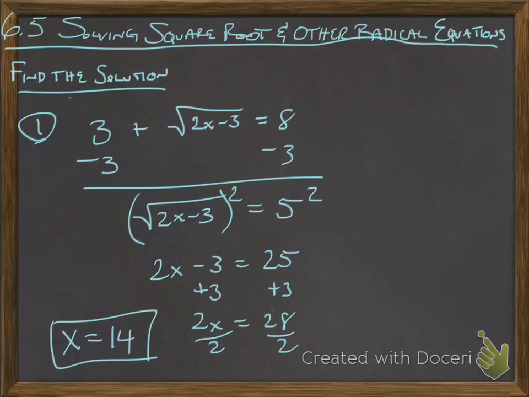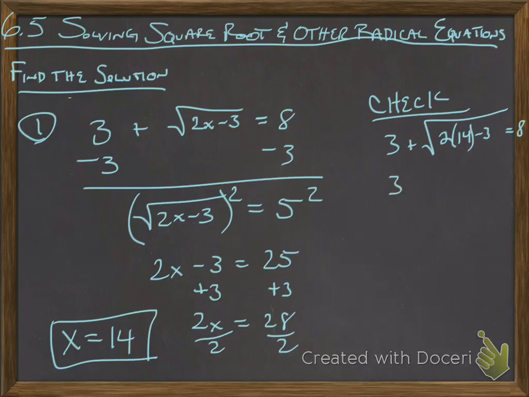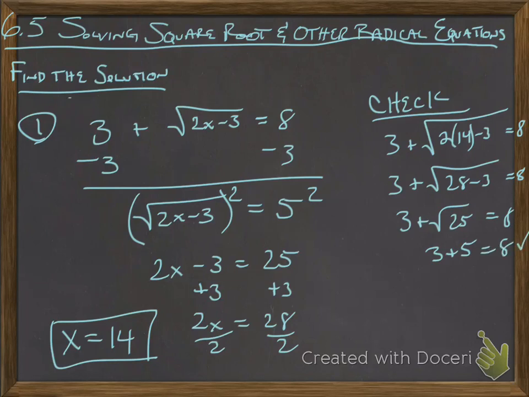And you can check that by plugging it back in. 3 plus square root of 2 times 14 minus 3 is equal to 8. So I have 3 plus the square root of 28 minus 3 is equal to 8. 28 minus 3 becomes 25. 3 plus the square root of 25, well, that's 3 plus 5, and that is equal to 8. So it does work.